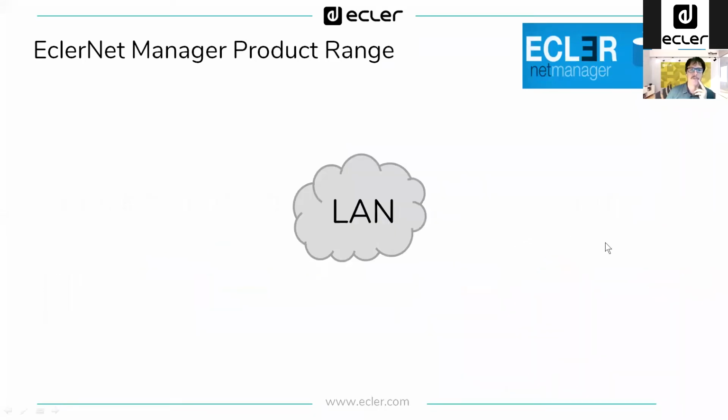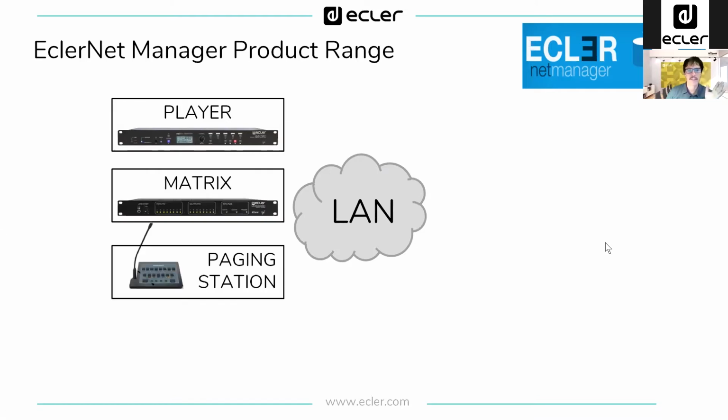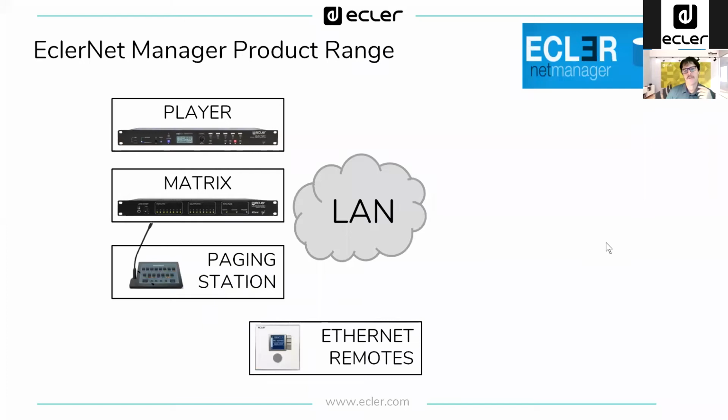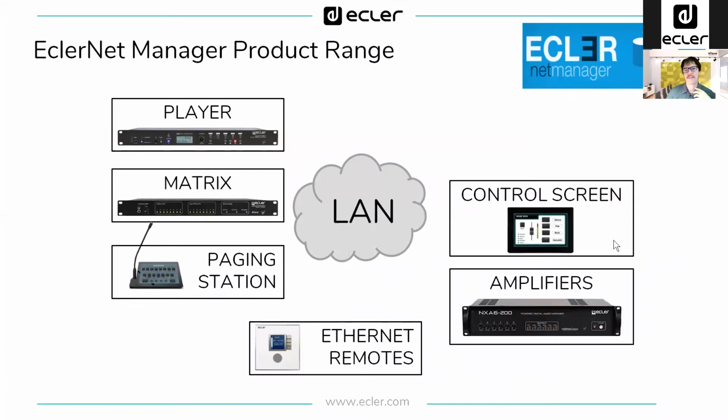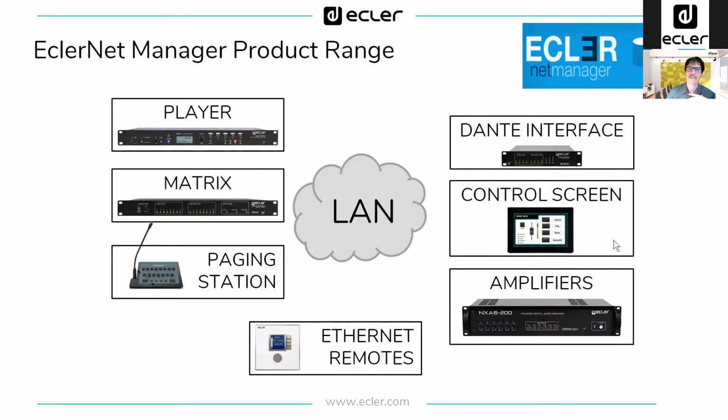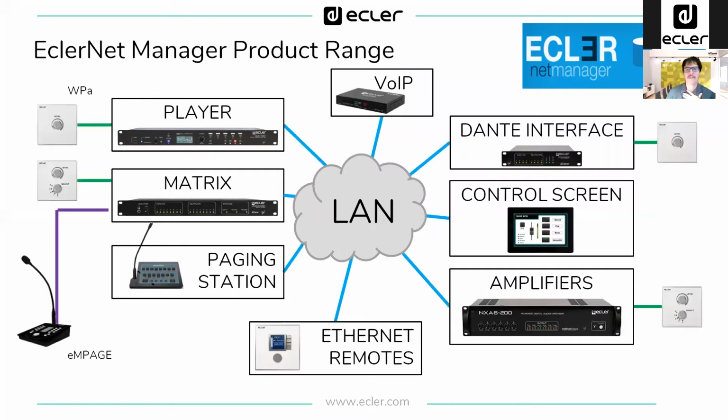Okay, so let's see the product range. We've got players, matrices, paging stations, remotes and amplifiers, control screens, Dante interfaces, and video over IP. All these types of devices are connected onto the network, and we have some peripherals which are connected to these devices. So, for example, the analog remotes are connected directly to the devices, not to the LAN. We've got digital remotes that are connected to the LAN. Also, we've got an M page and a paging station, which is connected directly to the matrix.